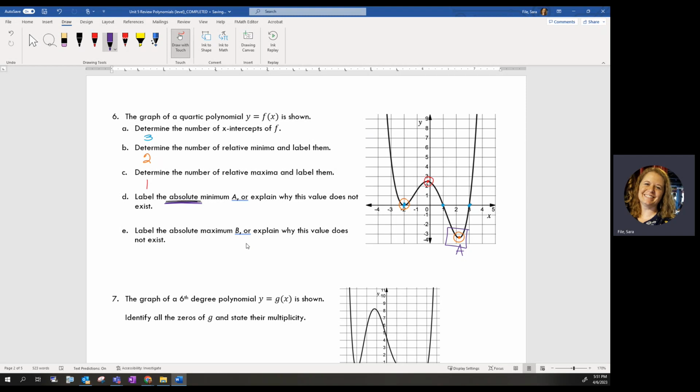Absolute minimum. Now explain why the value does, if it does not exist. It does, so we don't need to worry about that. That's if you didn't have an absolute. You don't have to have an absolute.